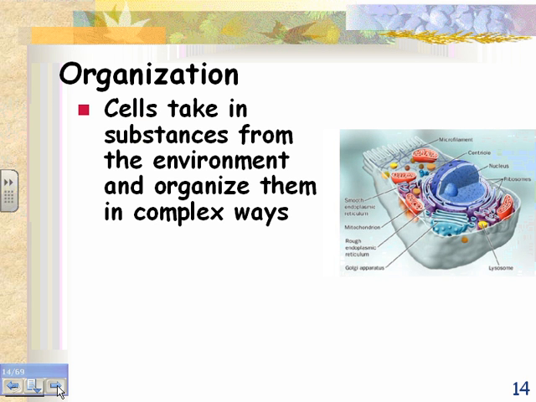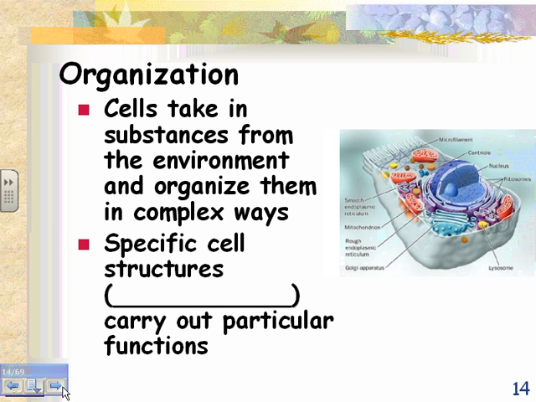Organization. So a cell takes in substances from its environment and organizes them in complex ways. That's true of a complicated cell like this. It's also true of the simple cells like bacteria. Specific cell structures called organelles carry out particular functions. So an organelle is sort of a cute little name. Sounds like an organ like your stomach, but organelles makes it cuter maybe. Anyway, each of these things inside is an organelle. So your organ, like your stomach, is made out of a lot of cells. Here's one cell, and it's made out of a lot of organelles.